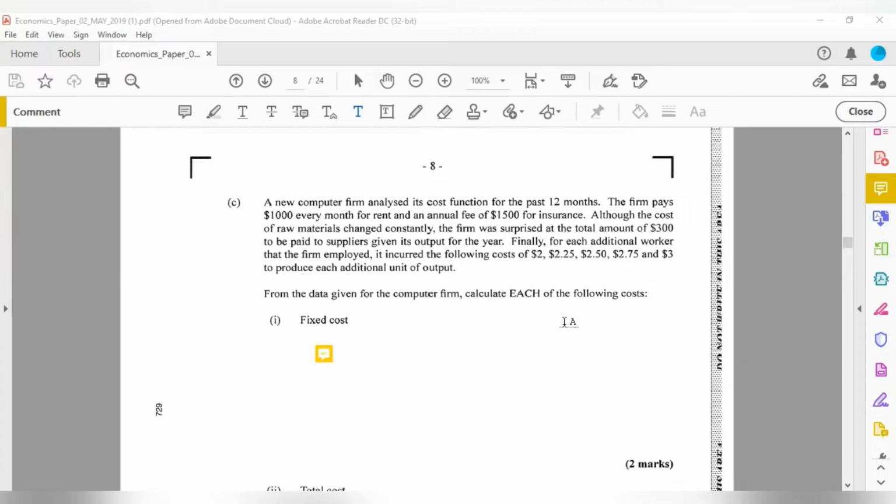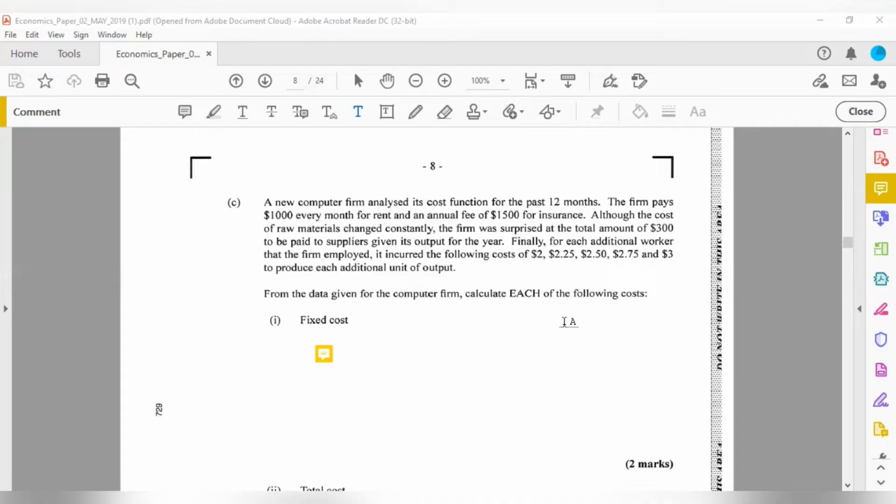So they give us a scenario here for C. They say a new computer firm analyzes its cost function for the past 12 months. The firm pays 1,000 every month for rent and an annual fee of 1,500 for insurance. Although the cost of raw materials changes constantly, the firm was surprised at the total amount of 300 to be paid to suppliers given its output for the year. Finally, for each additional worker that the firm employed, it incurred the following costs. So the cost of $2, $2.25, $2.50, $2.75, and $3 to produce each additional unit of output.